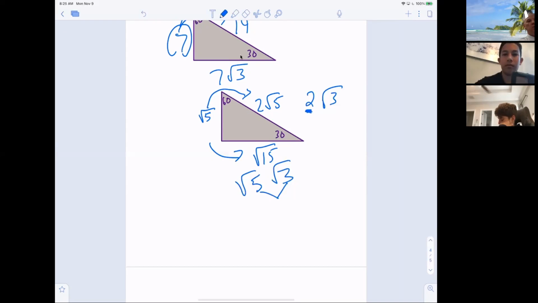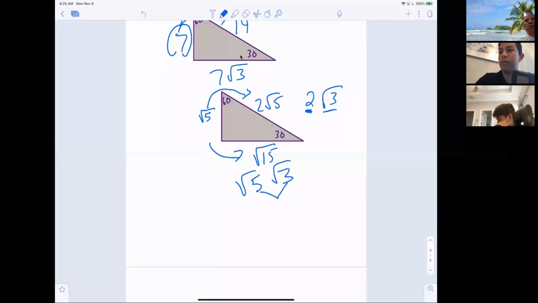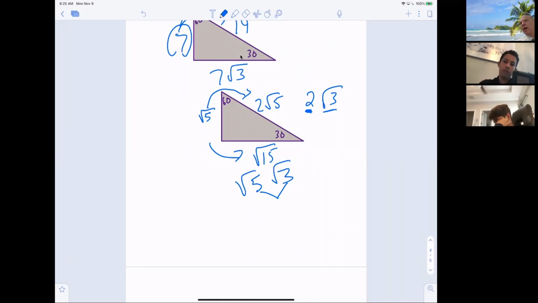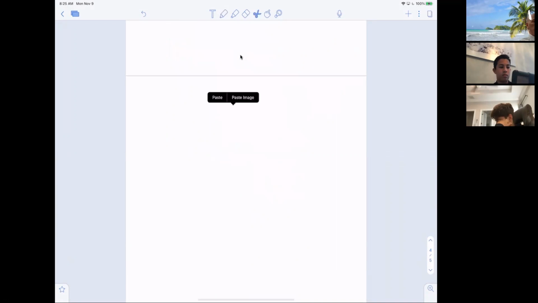So if I say what's 2 times the square root of 3, you're going to tell me it is 2 square roots of 3. All right, that is, like I said, just a fantastic review for those of you who are going to take some standardized test or some test to get into high school. You have to know those. All right, so let's do it again. Let's have some more fun.